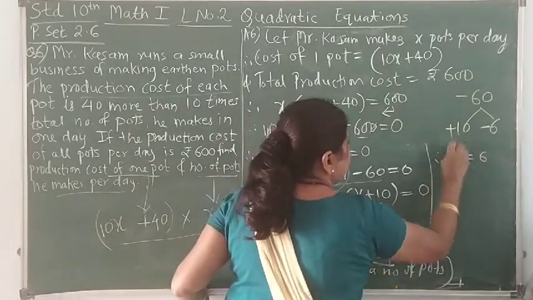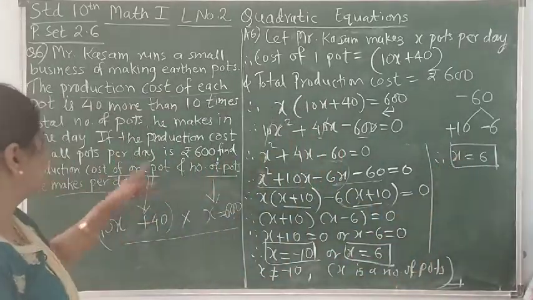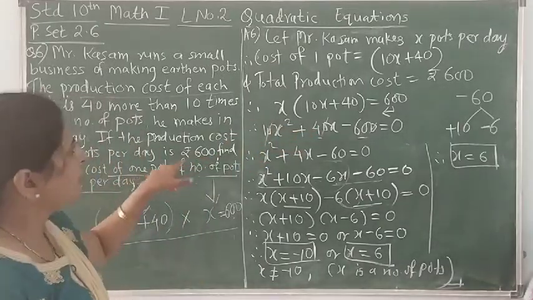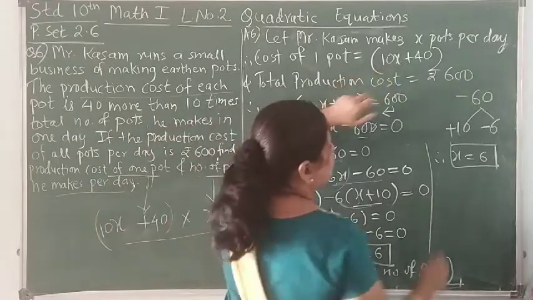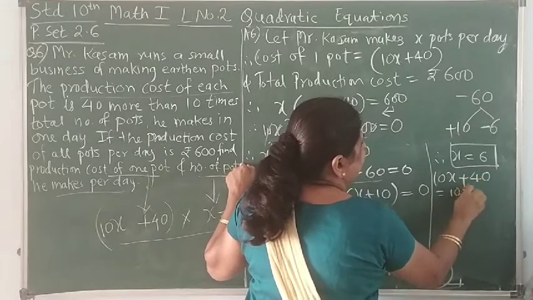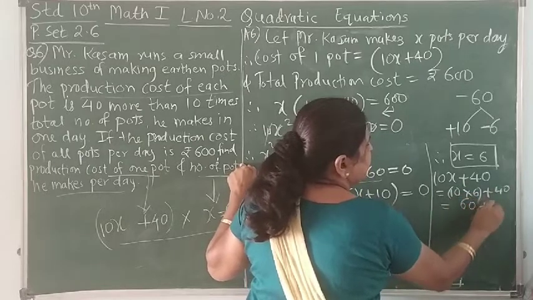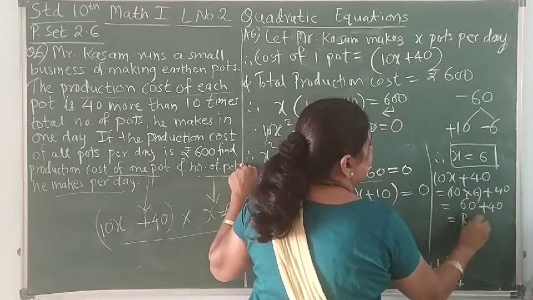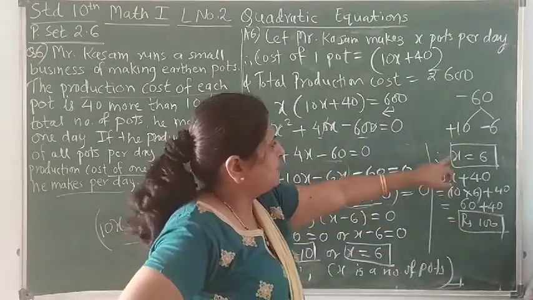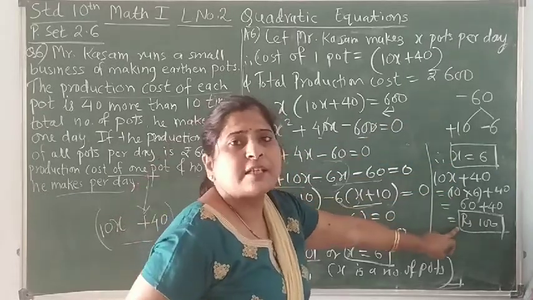Therefore x is equal to 6 is your real answer, and we have to find both things here. What is the number of pods he makes every day? So he makes 6 pods every day. And what is the cost of one pod? We have to find the value of this also. Therefore, let's find the value of this. 10x plus 40 is equal to 10 into 6 plus 40. So take the product first. 10 sixes are 60 plus 40. That is rupees 100. As it is cost, we have to write rupees. So you have to write the answer in words that Mr. Kasim produces 6 pots every day and the cost of each pot is rupees 100.